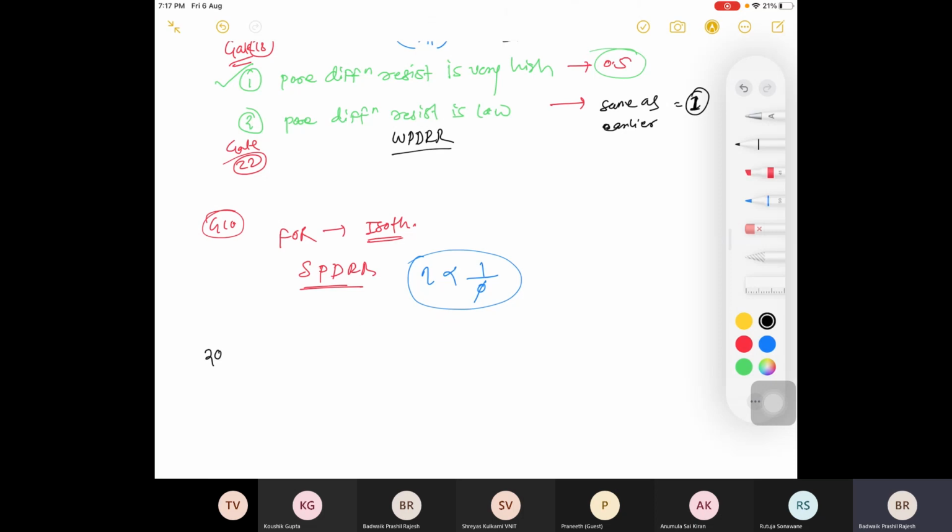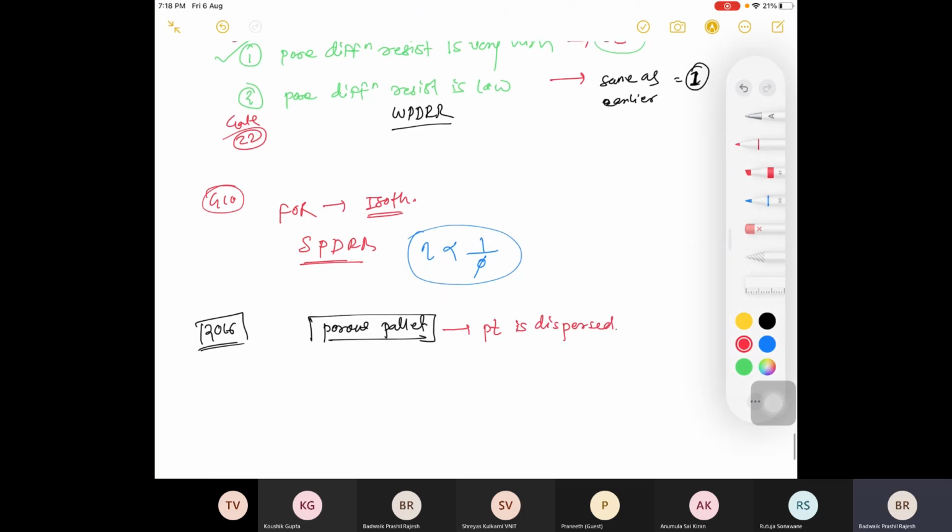GATE 2016. You will be given a porous pellet, meaning a porous catalyst, you consider. The porous pellet is given, and platinum is dispersed here to carry out a catalytic reaction.